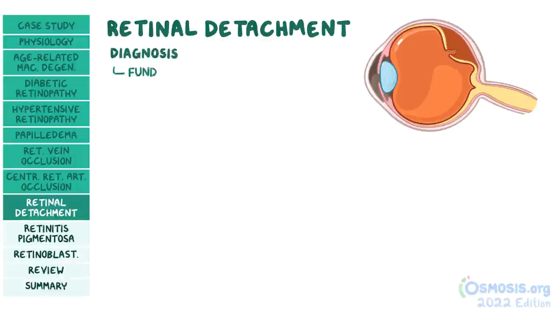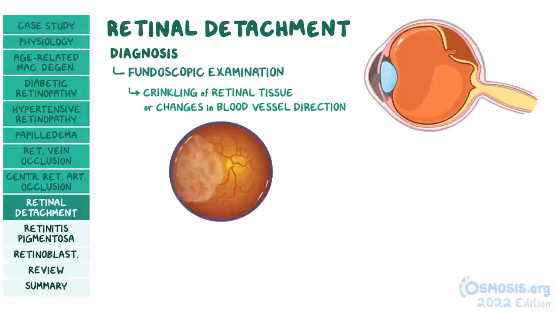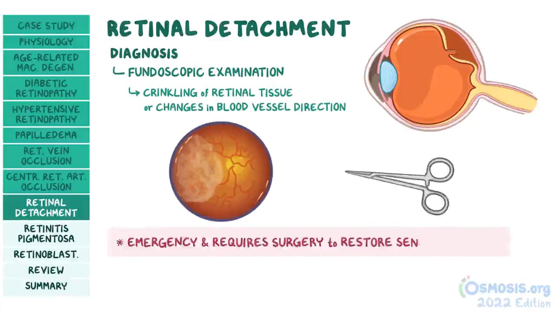Diagnosis is based on fundoscopic examination, which may visualize crinkling of retinal tissue or changes in blood vessel direction. For your test, remember that retinal detachment is an emergency and requires surgery to restore sensory function.